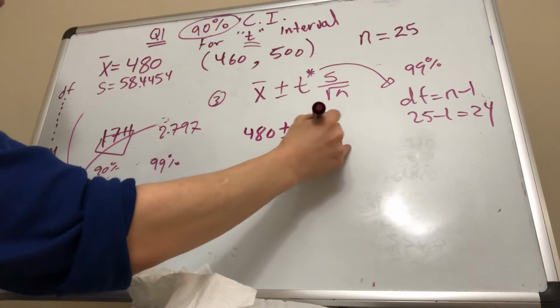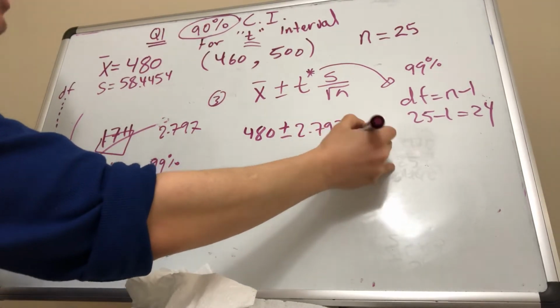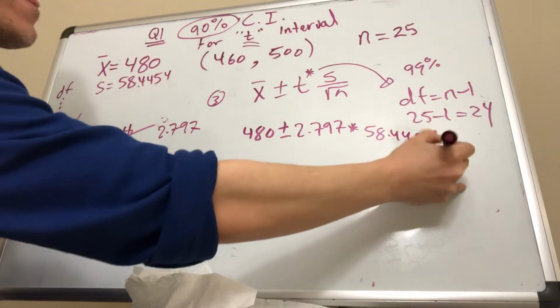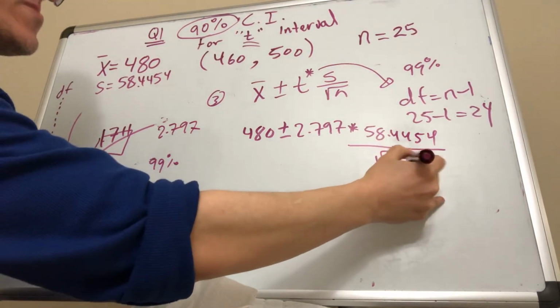My T star is 2.797. My standard deviation is the 58 and the square root of 25.